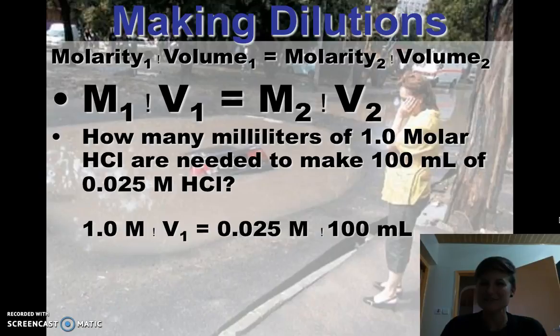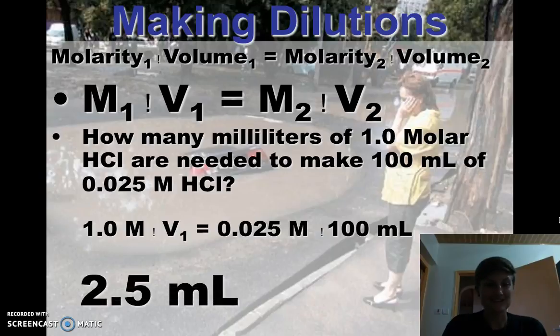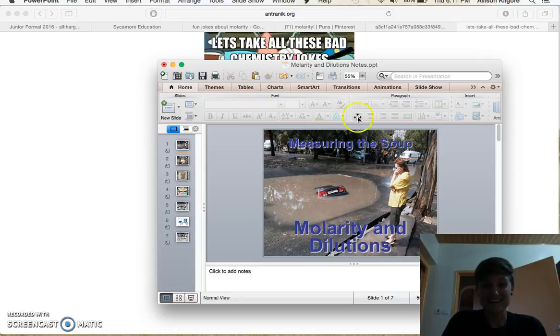So go ahead and write your answer, or hopefully you have your answer written to the side already, and you should get 2.5 milliliters, okay? So that's how much we start out with. And that is all that I have for you guys for molarity and dilutions, okay?